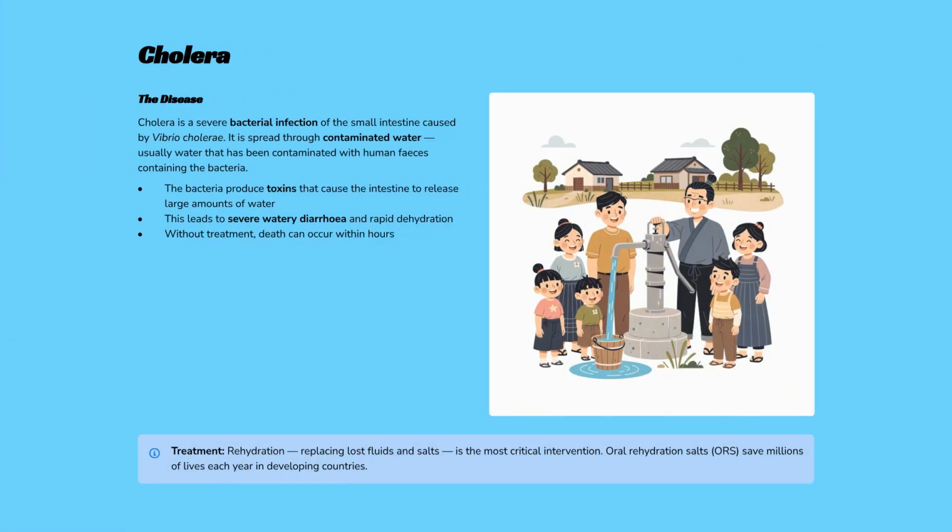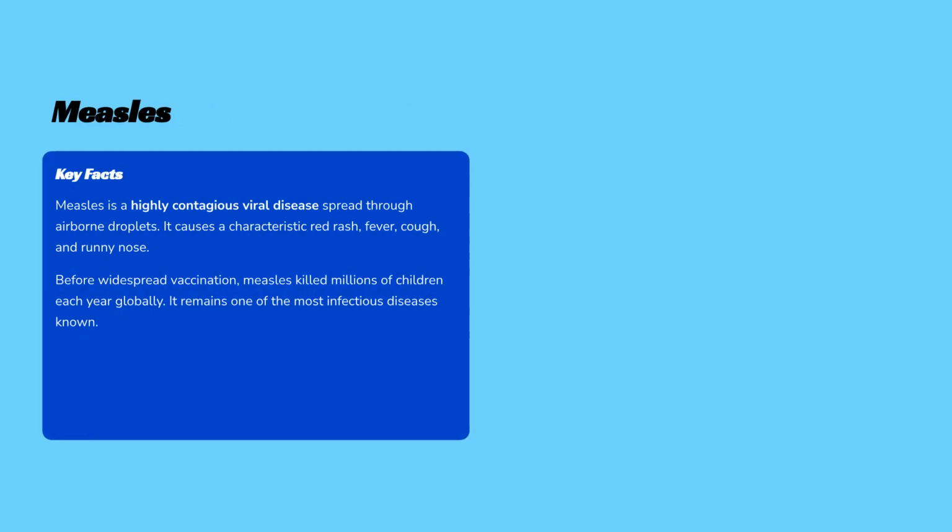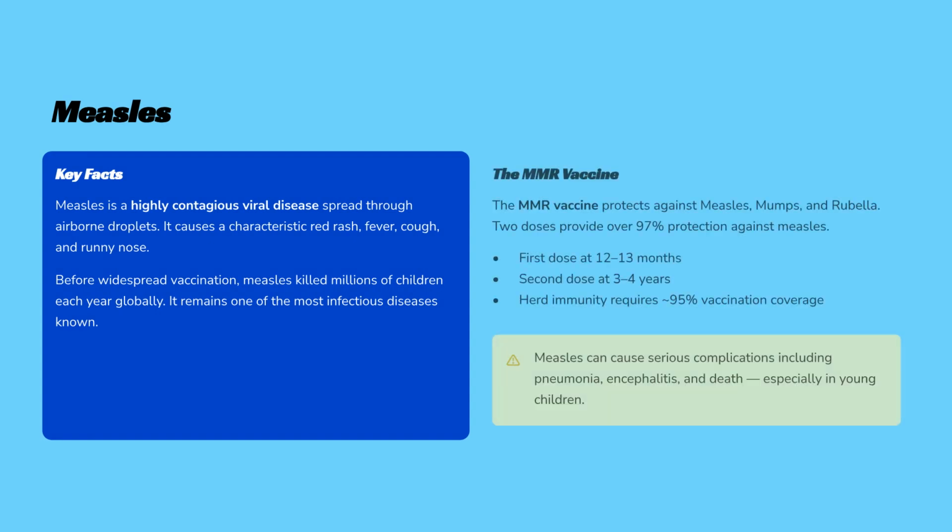Tuberculosis is a serious bacterial disease primarily affecting the lungs. It spreads through airborne droplets from coughing or sneezing. It is most common in overcrowded conditions where ventilation is poor. Treatment for TB involves a long course of antibiotics to ensure the bacteria are fully eliminated. Vaccination can also provide protection for high-risk groups.